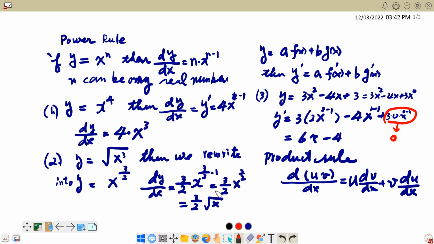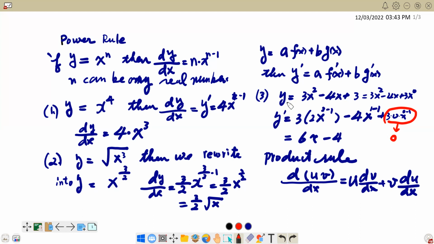Now the second property is that the derivative is a linear operator. That is, if y is a times f(x) plus b times g(x), then the derivative of y is a times the derivative of f(x) plus b times the derivative of g(x).